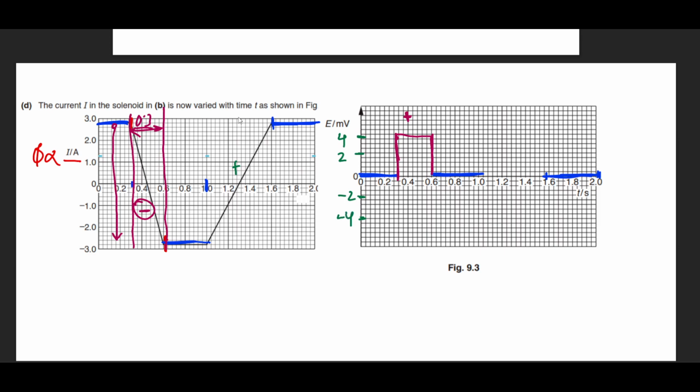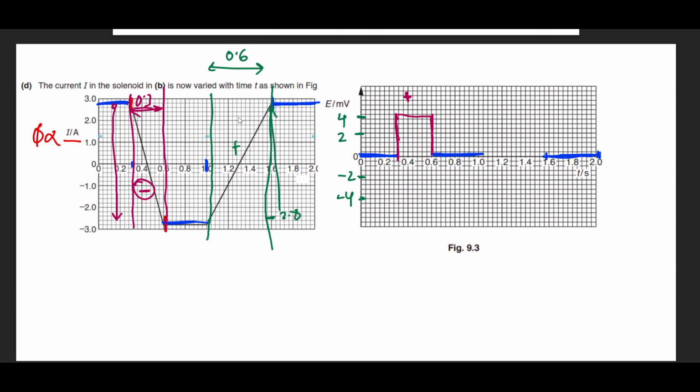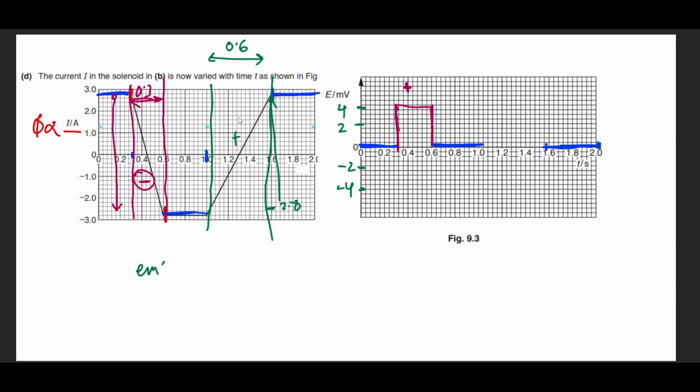In the second region, the change is still from -2.8 up to a positive value of 2.8. But notice what has happened with time. The time frame is actually lasting from 1.0 to 1.6, which means that this time the time is 0.6. And this is how the examiner will sometimes try to ask the question. Now 0.3 and 0.6, it is 2 times larger time. So how we have visualized EMF, that is rate of change of flux with respect to time: if you increase time, the induced EMF decreases. Now we have doubled the time. If we double the time, the EMF reduces by 2. So in this pulse, there will be a negative EMF, but up to only 2 millivolts. This was up to 4 millivolts.